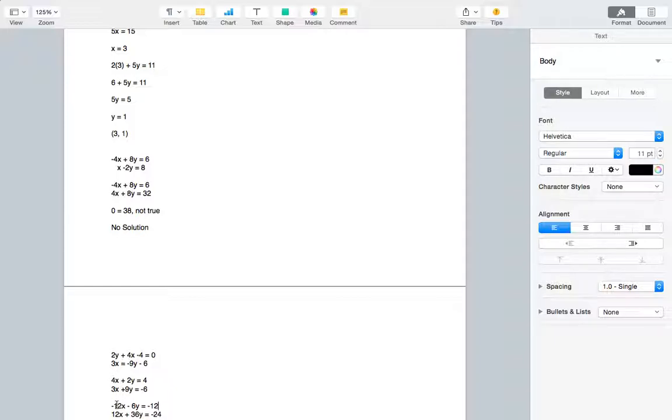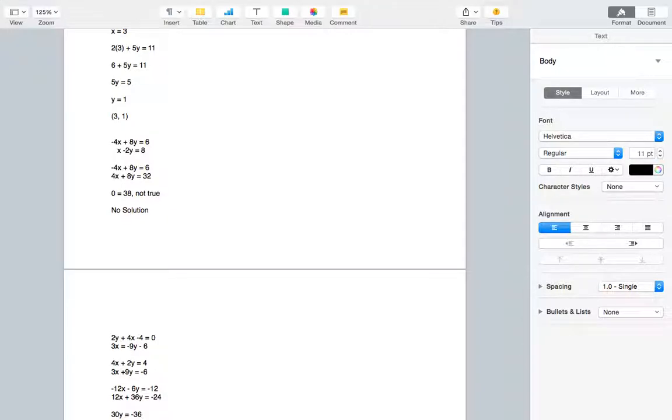4x times negative 3, negative 12x. 2y times negative 3, negative 6y. 4 times negative 3, negative 12. 3x times 4, 12x. 9y times 4, 36y. Negative 6 times 4, negative 24. Okay, and now you can see that the x's cancel, and go ahead and add everything together. So 30y equals negative 36.